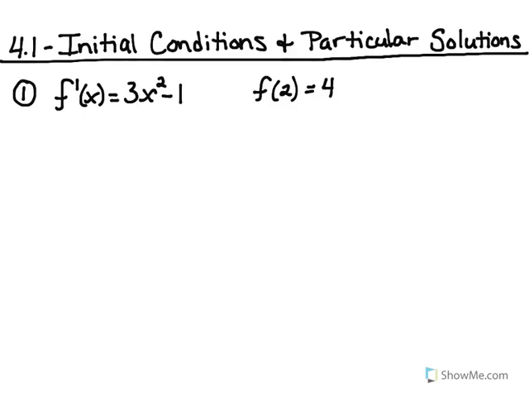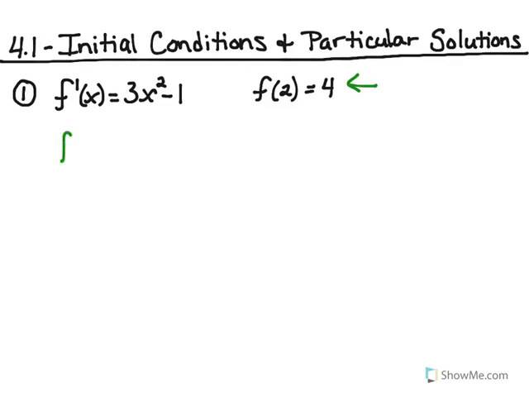So this video is a follow-up to our initial notes on section 4.1, which was finding general antiderivatives. But what we're going to talk about today is starting with an initial condition and finding what's called a particular solution. In other words, we're going to figure out what that constant of integration, c, is for a particular example. So we're going to take a look at f prime of x is equal to 3x squared minus 1. The initial condition is this right here. We're being told that f of 2 is equal to 4. We're going to use that to solve for c.